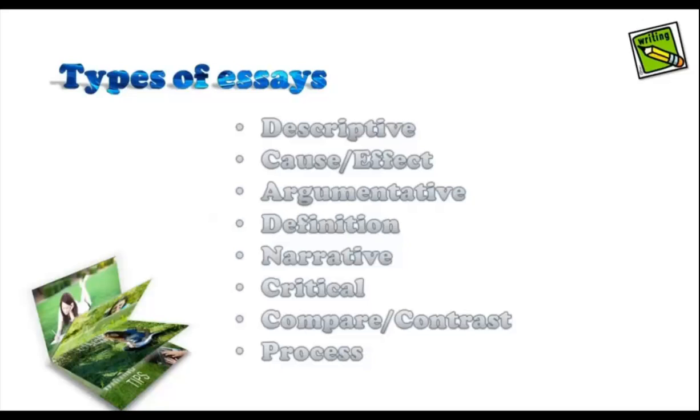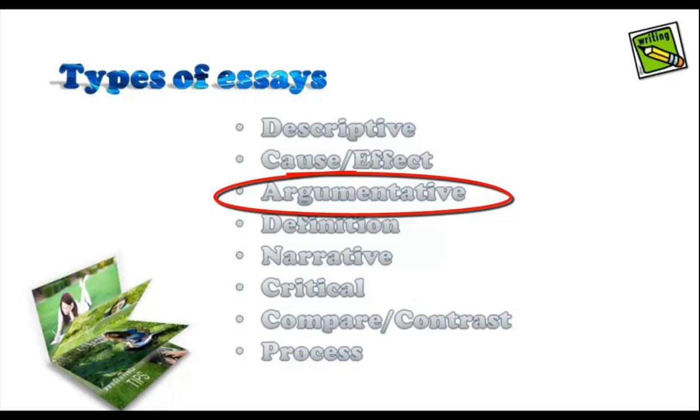Let's remember the kinds of essays. As I told you before, there are different types of essays, each one with its own objective: descriptive, cause and effect, argumentative, definition, narrative, critical, compare and contrast, process. Among these types of essays, we will learn how to produce an argumentative essay with 4 paragraphs.